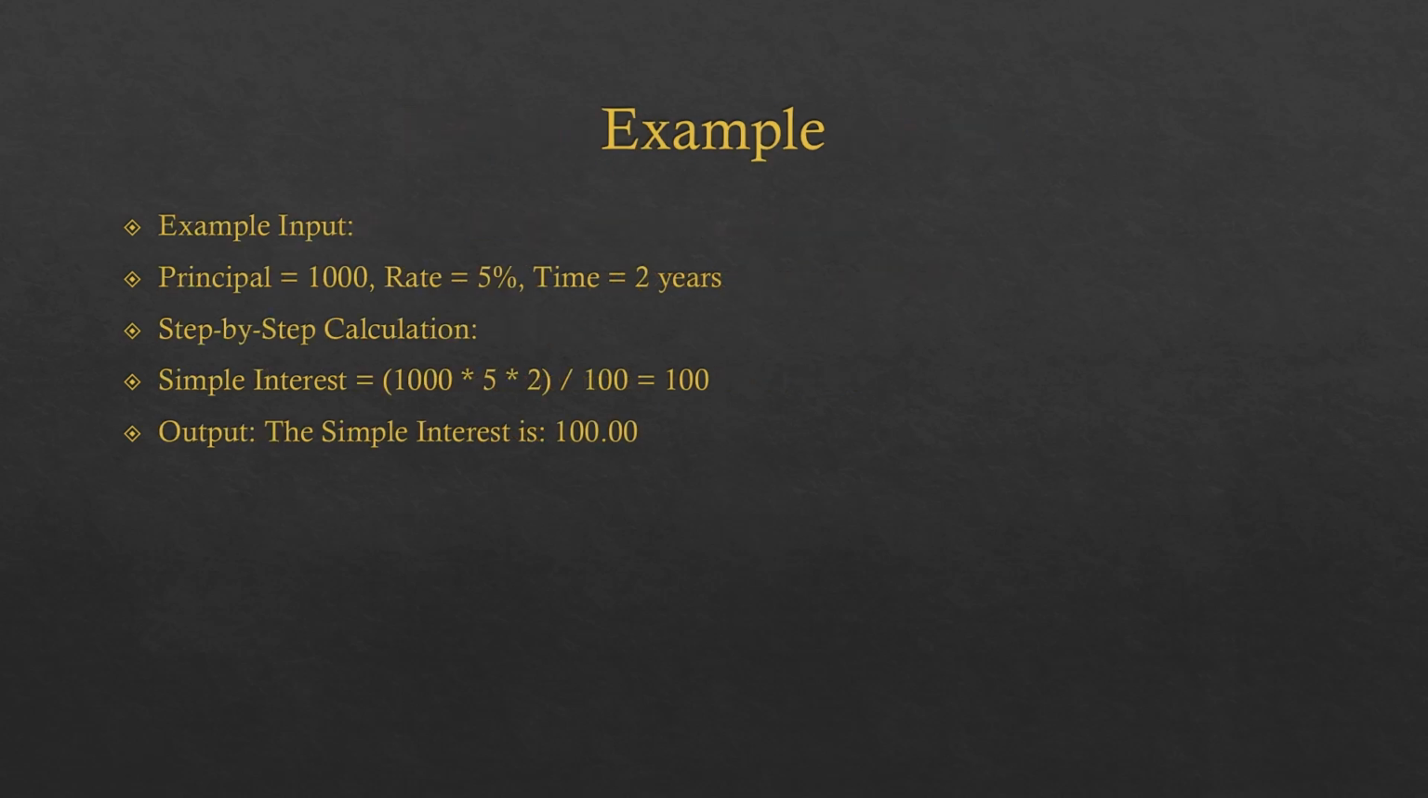Let's walk through an example. Suppose the principal amount is 1000, the rate of interest is 5% and the time period is 2 years. Using the formula, we calculate the simple interest as 1000 times 5 times 2 divided by 100, which equals 100. Therefore, the simple interest for this example is 100.